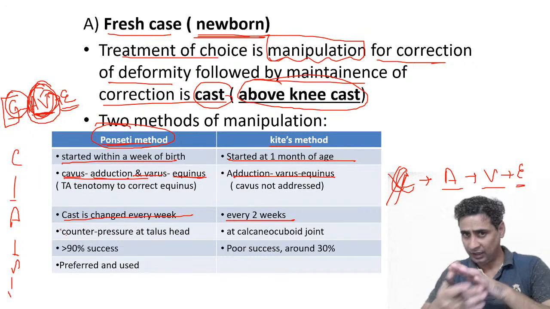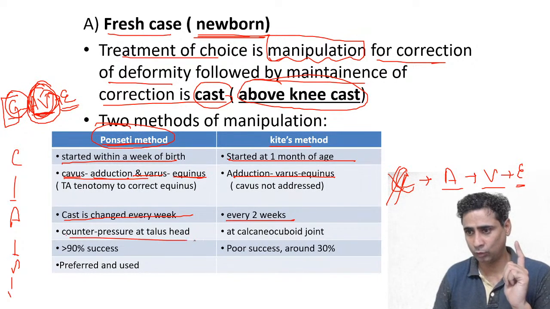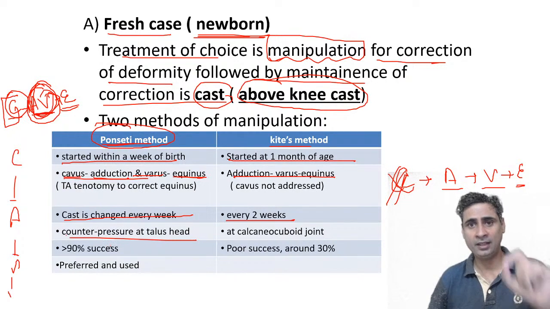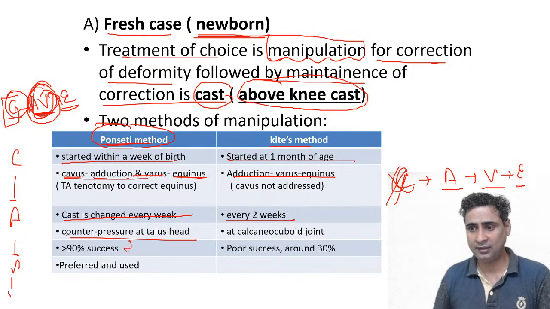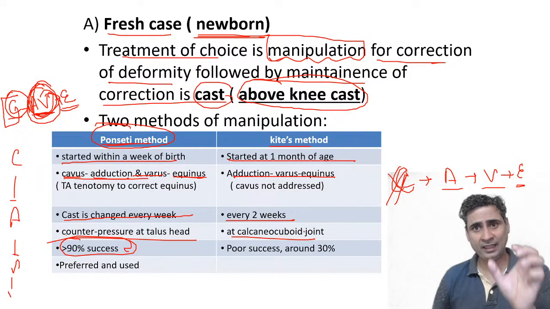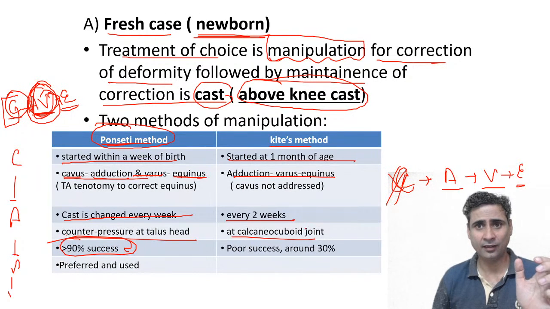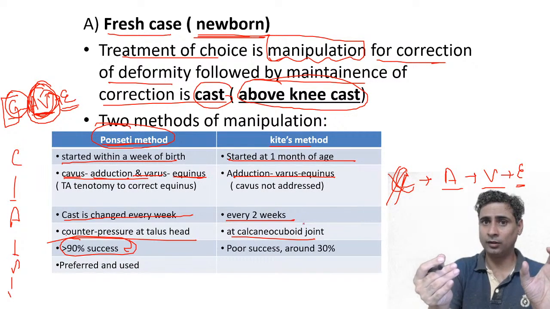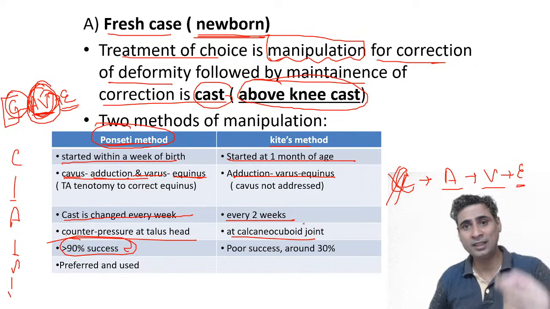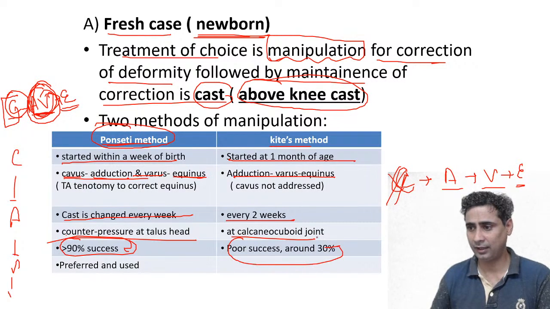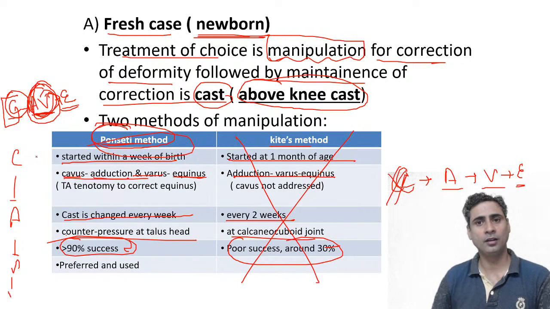Counter pressure at the time of correction is given on the talar head in the Ponseti method. So the fulcrum is the talonavicular joint where there is the primary pathology. So we are doing correction at the pathological level only. That is why the success rate is more than 90%. Whereas in Kite's method we give counter pressure at the calcaneocuboid joint, not at the talar head. So we are giving it at the calcaneocuboid joint and we are doing correction at the forefoot. The primary pathology is the talonavicular joint and we are correcting at the forefoot. So there is spurious correction. That is why it has a poor success rate. Therefore nowadays we use the Ponseti method of correction.